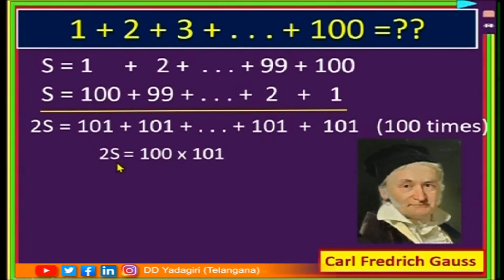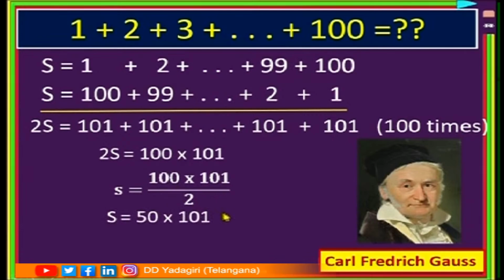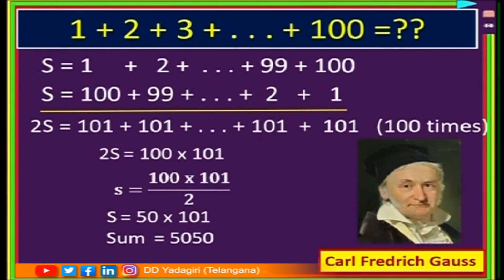Okay. So now bring 2 to right hand side. Here 2 is multiplying. If you bring to right hand side, it becomes 100 into 101 by 2. 100 by 2 becomes 50. S is equal to 50 into 101. So 50 into 101 is 5050. So this is the way of solving. Gauss estimated the sum of the first 100 natural numbers by using this process.